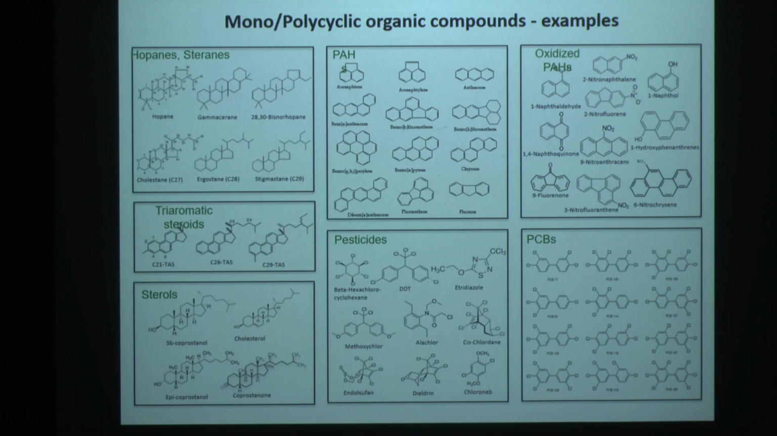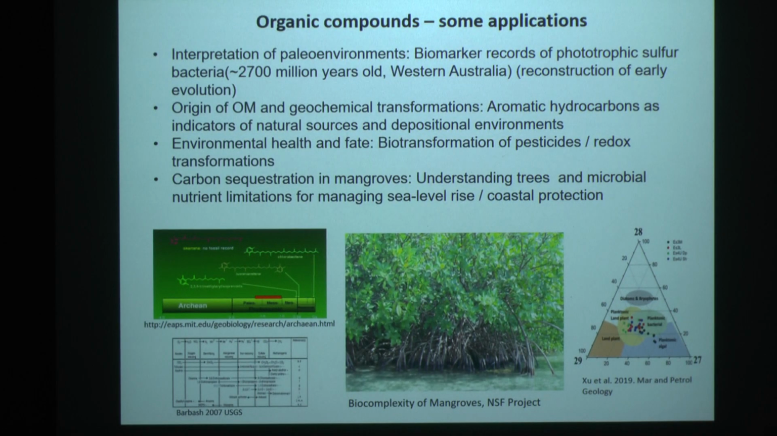And that's my main objective of my research, to use the combination of these compounds to understand what is going on at depth in the Gulf of Mexico. So before I jump into my research, I just want to give some examples of application of these molecules. For example, some of these organic compounds can be used to trace bacteria in paleo environments. Therefore, they can be used to reconstruct early life evolution. Also, other compounds like polycyclic aromatic hydrocarbons can be used to trace the origins of organic matter and the transformation processes in environments.